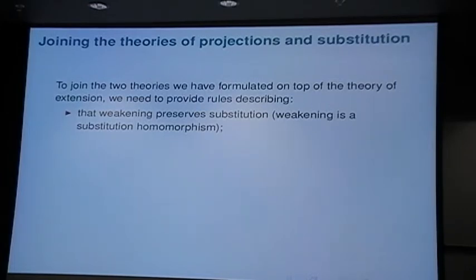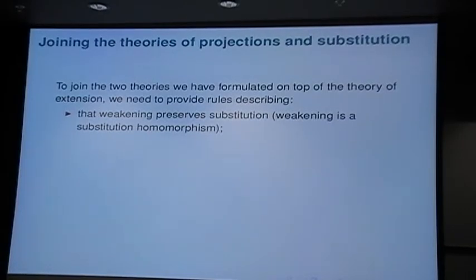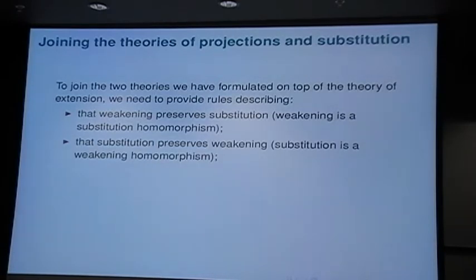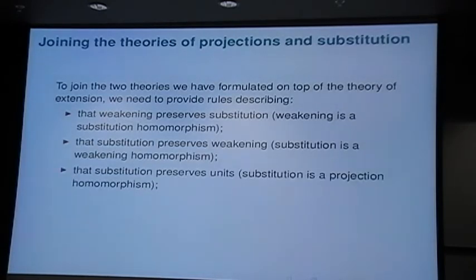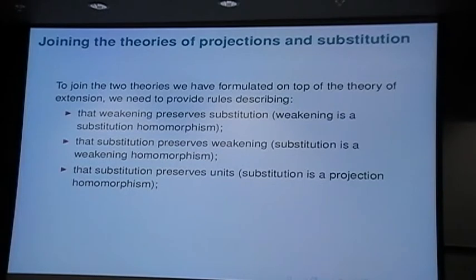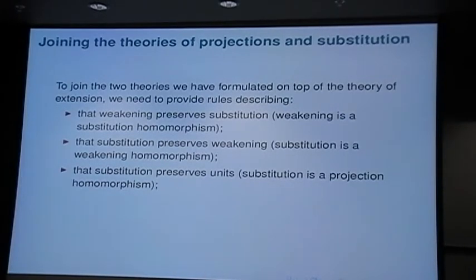So what do you need to do to join these three theories? We have these operations of substitution and weakening, and in the join of the theories, they have to be compatible with each other, right? Weakening has to be a substitution homomorphism, and substitution has to be a weakening homomorphism. And there are some more boundary conditions that I will say, but here is the first: weakening is a substitution homomorphism. Substitution is a weakening homomorphism. There are rules for that too. Substitution has to preserve the units. So substitution is in fact a projection homomorphism.